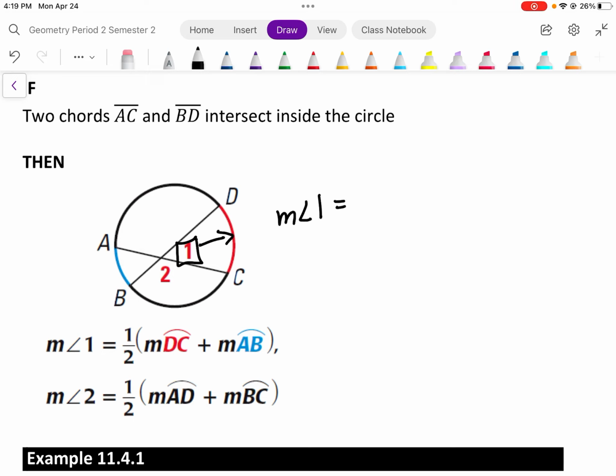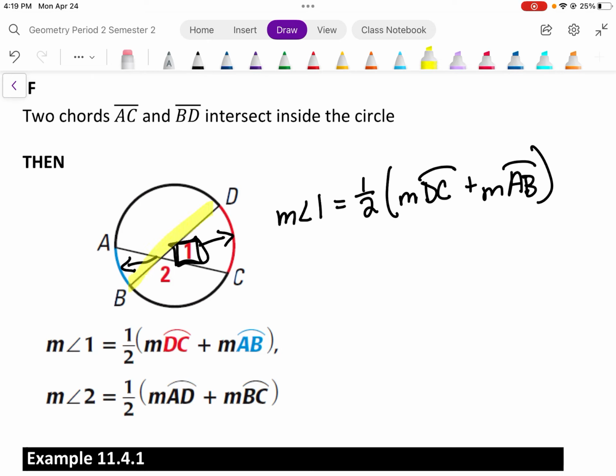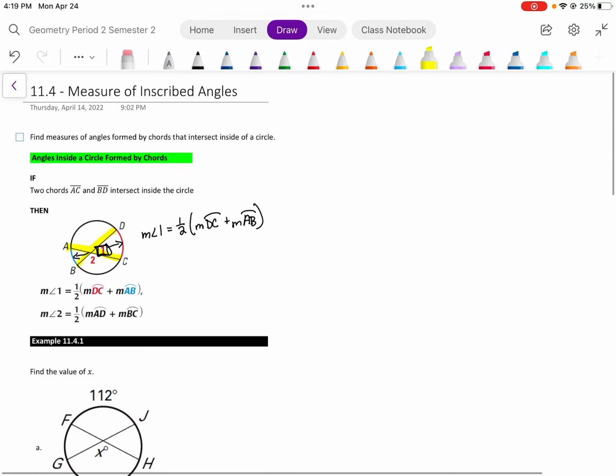So the measure of angle 1 is going to be equal to the average of the two arcs that it cuts off. What that's going to look like is we're going to take 1/2 of the measure of arc DC plus the measure of arc AB. So we're just going to be adding them together and dividing by 2, and that will give us the measure inside of the circle that the two chords form. The important thing is that you are paying attention that it's two chords that are forming these angles.